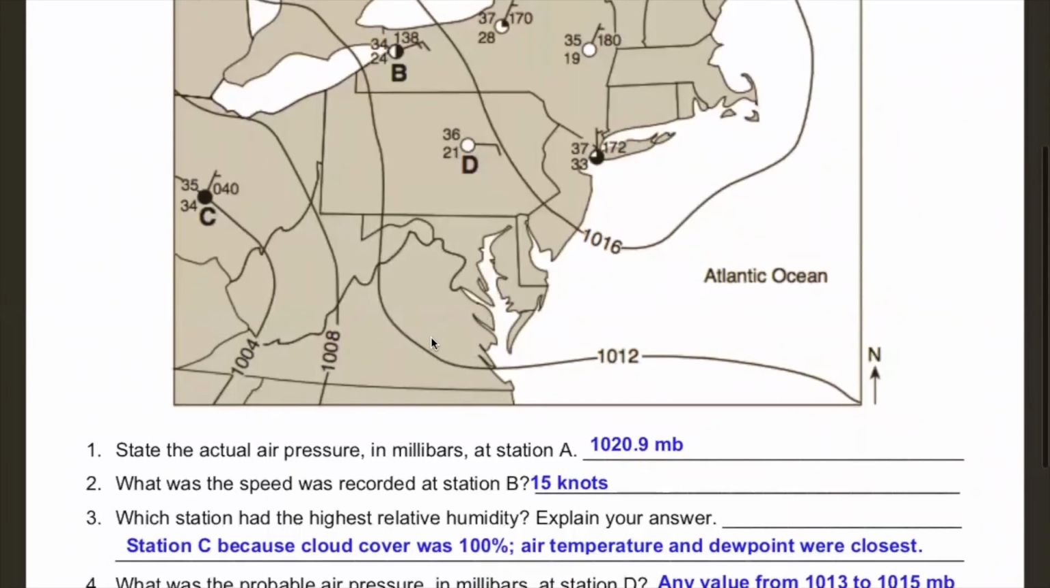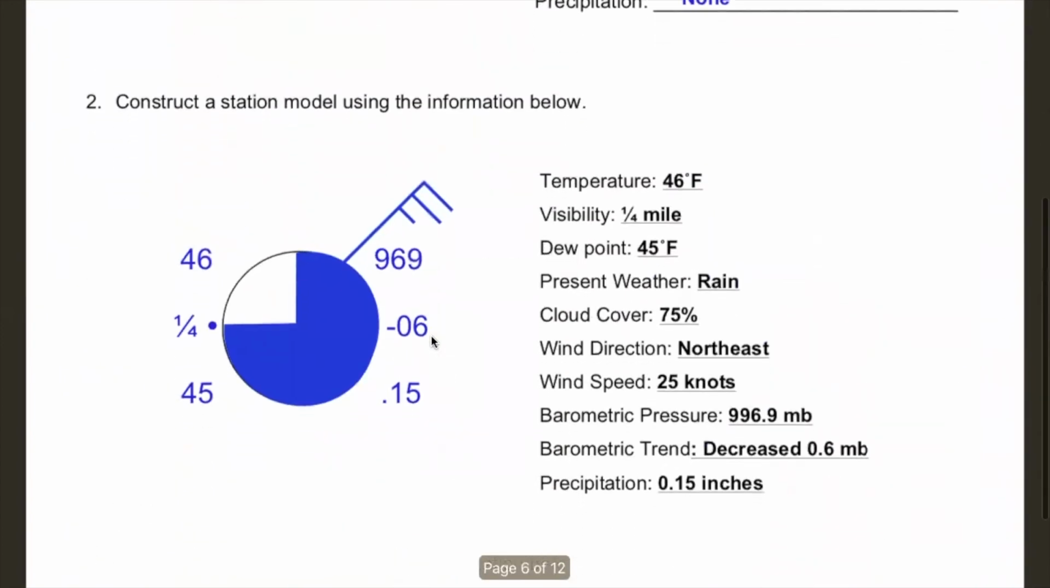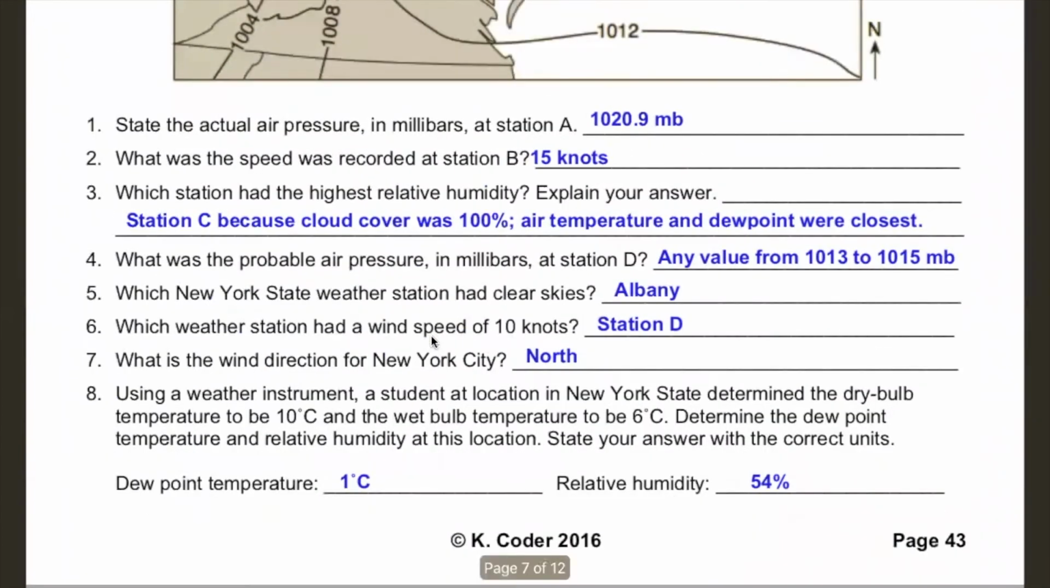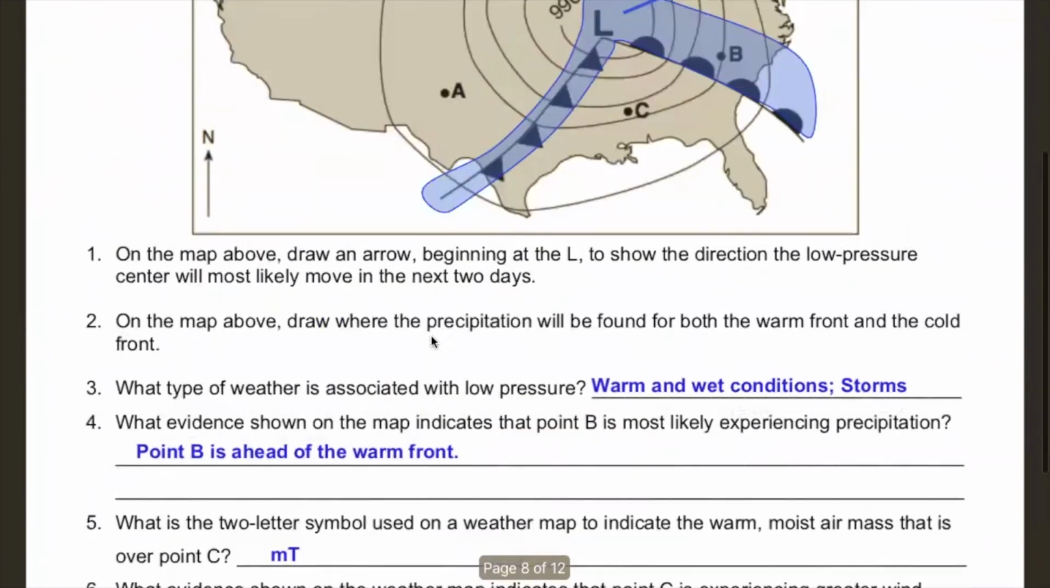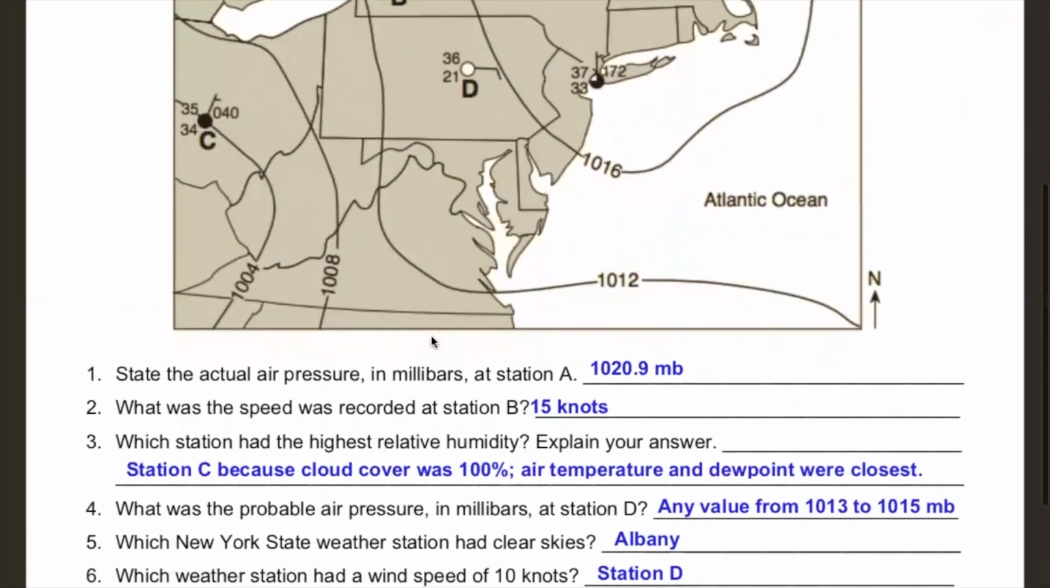Okie dokie. That was number 42. 43. 44 you can't do. 43 we did do, right? Let me just double check.